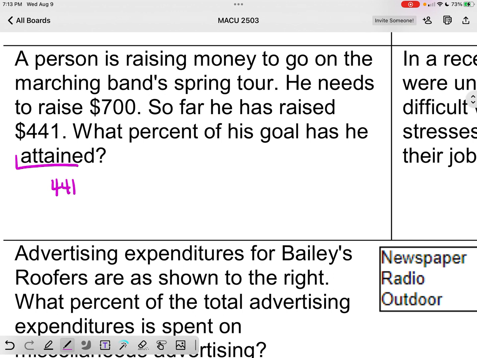So we're going to do our 441 being divided by 700. That's all I have to do. Whenever I put that in, the decimal is 0.63. And then I have to make that a percent. So I'm going to move my decimal 2 places to the right. So it's 63%.